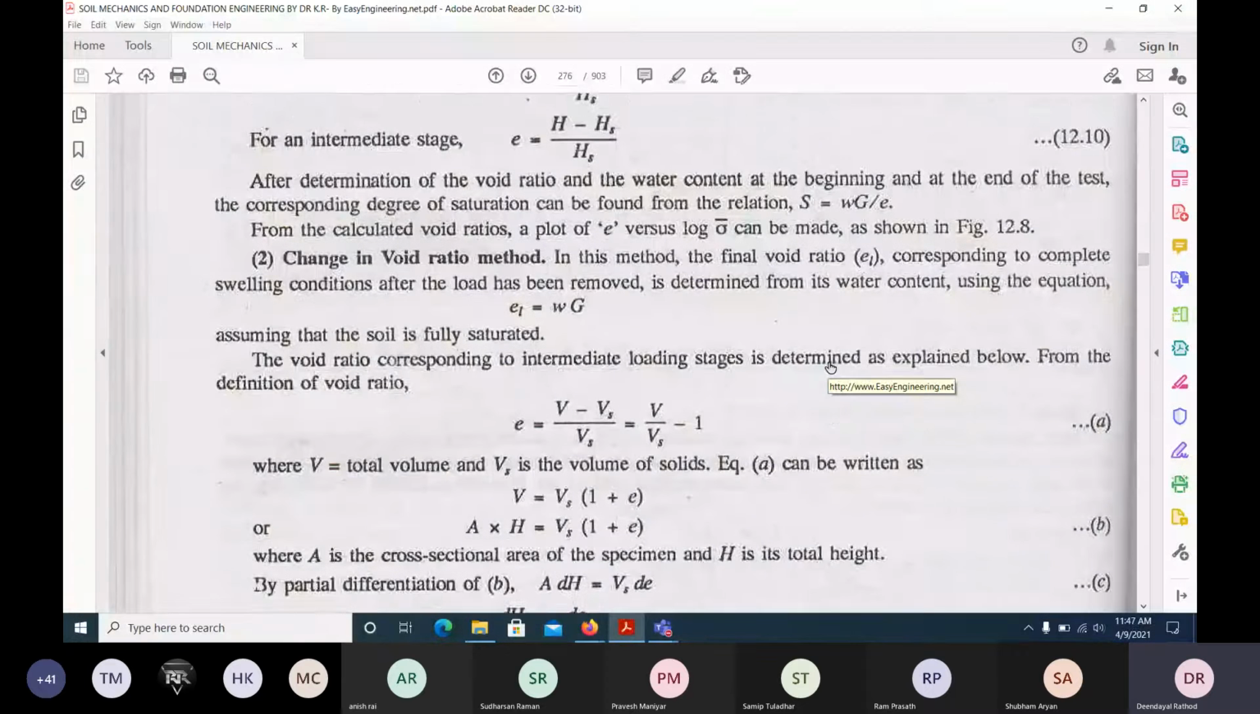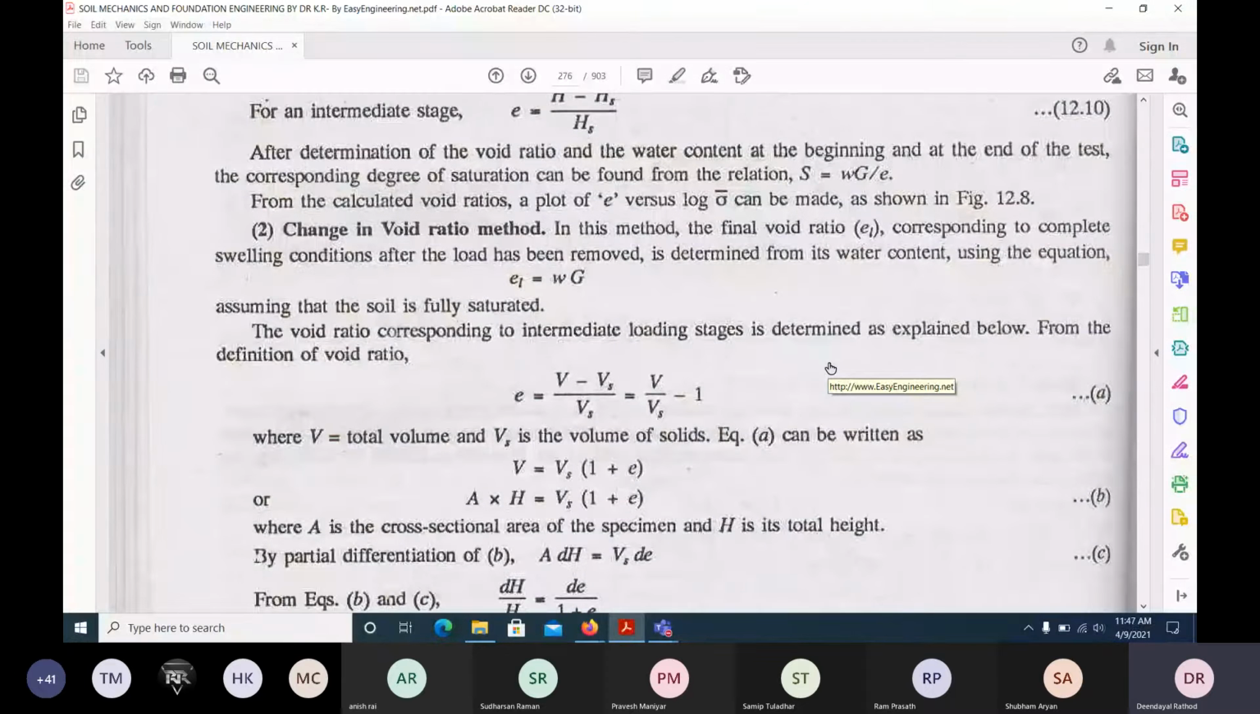Then one more method is the change in void ratio method. So how do you generally find out the void ratio? Again, the change in void ratio method. In this method, the final void ratio, e final, corresponding to complete swelling conditions after the load has been removed, is determined from the water content. We know this formula, Se equals wG, where S is 1 because of full saturation.